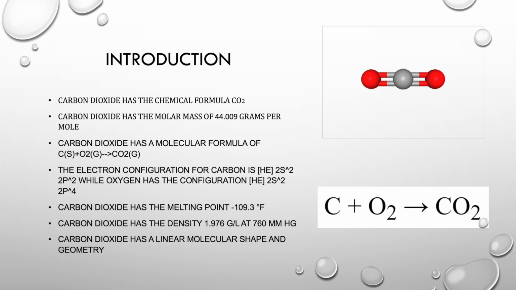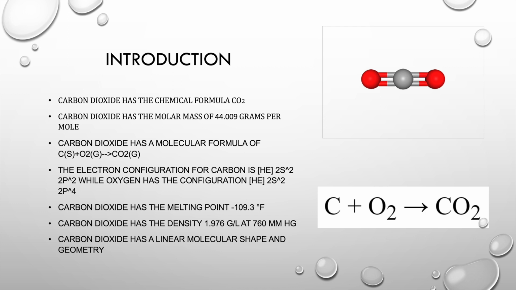So carbon dioxide has the chemical formula CO2. That's how CO2 looks in a 3D shape on the top right. Carbon dioxide has a molar mass of 44.009 grams per mole. Carbon dioxide has a molecular formula of carbon, which is a solid, plus O2, which is a gas, which creates CO2, which is a gas.